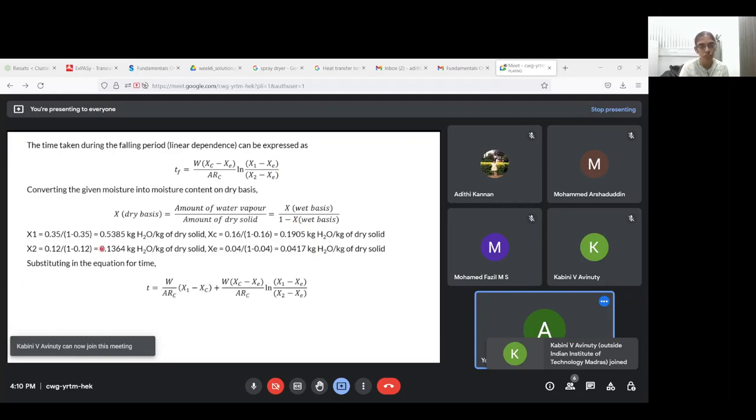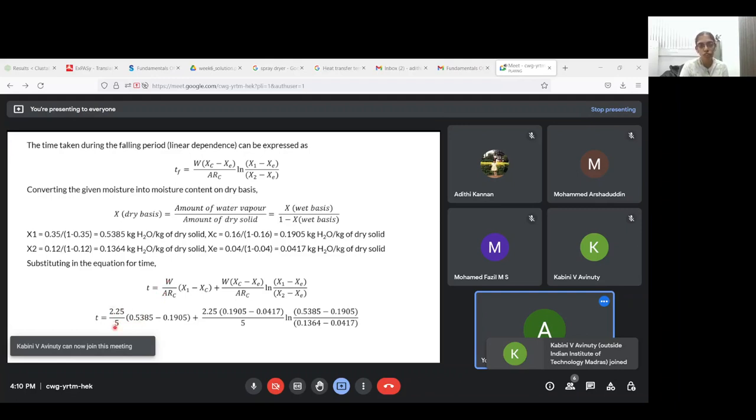So substituting in the equation for time, the total time is equal to the time required for your constant drying rate and the time required for your falling drying rate. So you have this as your constant drying rate and this as your falling period time. When you substitute the values, W by A is given as 2.25 and RC is already given as 5 kg H2O per meter square hour.